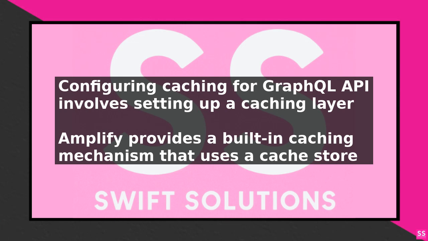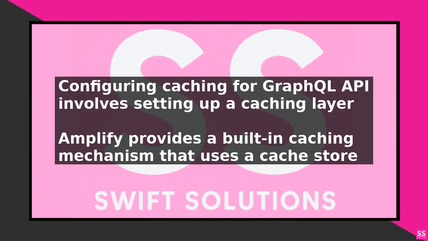Next, you need to configure caching for your GraphQL API. This involves setting up a caching layer that can store the results of frequent queries. Amplify provides a built-in caching mechanism that uses a cache store to store the results of queries. You can configure the cache store to use a specific cache engine, such as Redis or DynamoDB.